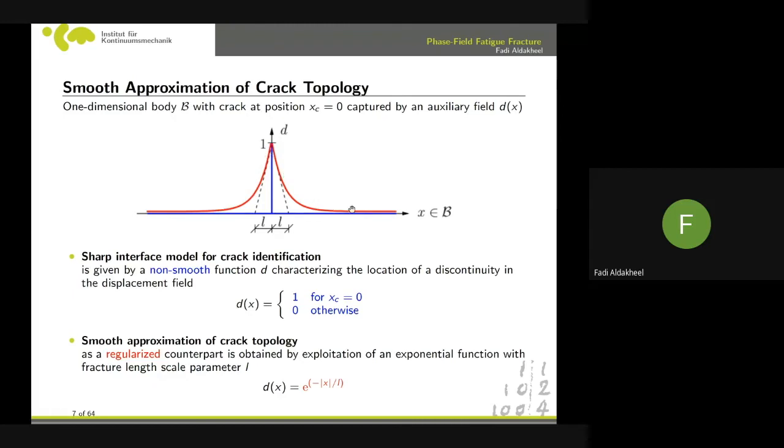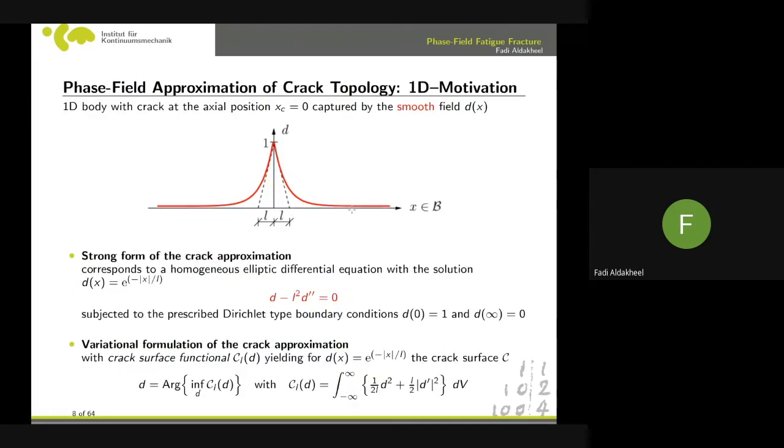Well, this exponential function comes out, in fact, from a partial differential equation. This is the partial differential equation for the 1D problem, like d minus l squared, where l is the length scale, times d prime prime. So just to make a comment for all of you, when I say prime, that means I have the second derivative, d squared d over dx squared, right? So this is how we describe it for 1D. However, I need to say that this comes along with the boundary conditions, right? Let's say from x going to minus and plus infinity it is zero, and only at the center is one.